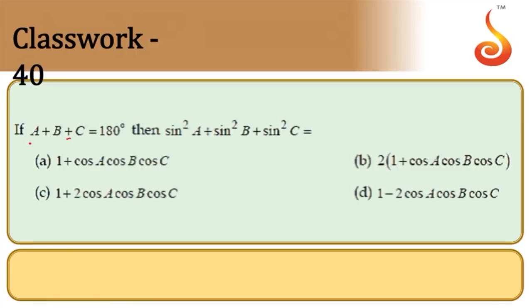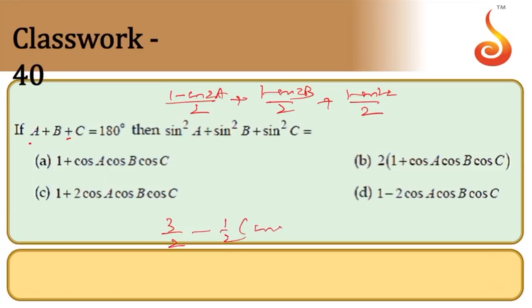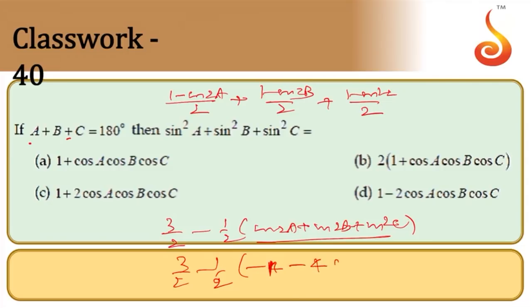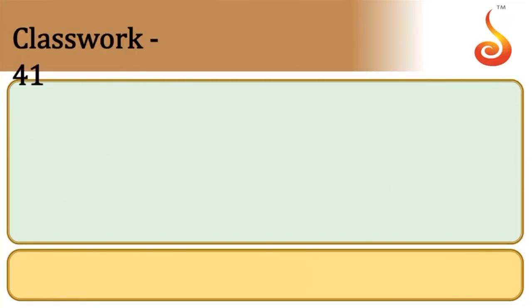Same way, when you simplify with 60, 60, 60, you will get the required answer. Or else, you can use the formula. This is 1 minus cos 2A by 2, and this is 1 minus cos 2B by 2, plus 1 minus cos 2C by 2. On simplifying, you will get 3 by 2 minus half times cos 2A plus cos 2B plus cos 2C. And this is a standard formula we need to remember. According to the formula, cos 2A plus cos 2B plus cos 2C is minus 1 minus 4 cos A cos B cos C. On simplification, because of minus half, you will get 2 times cos A cos B cos C. Get it? 2 times cos A cos B cos C.